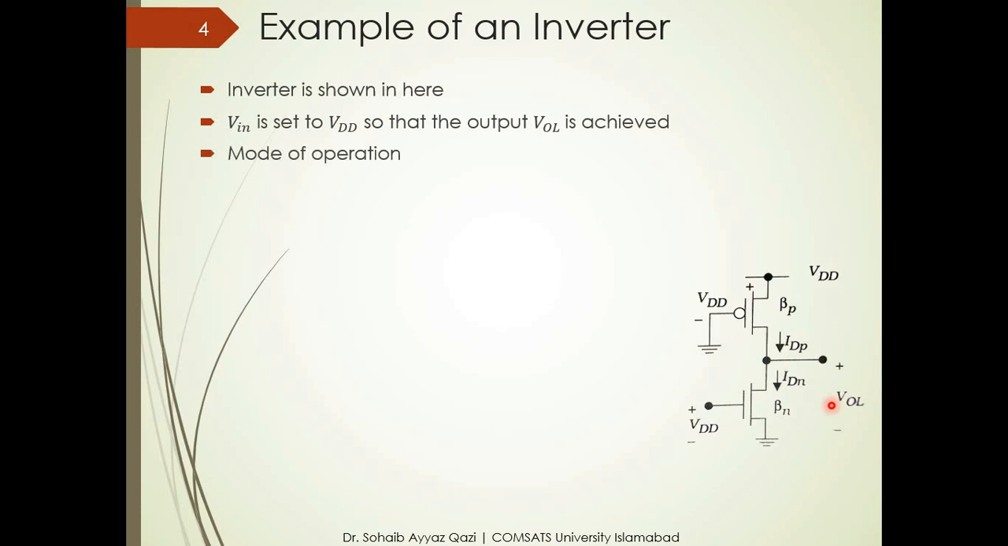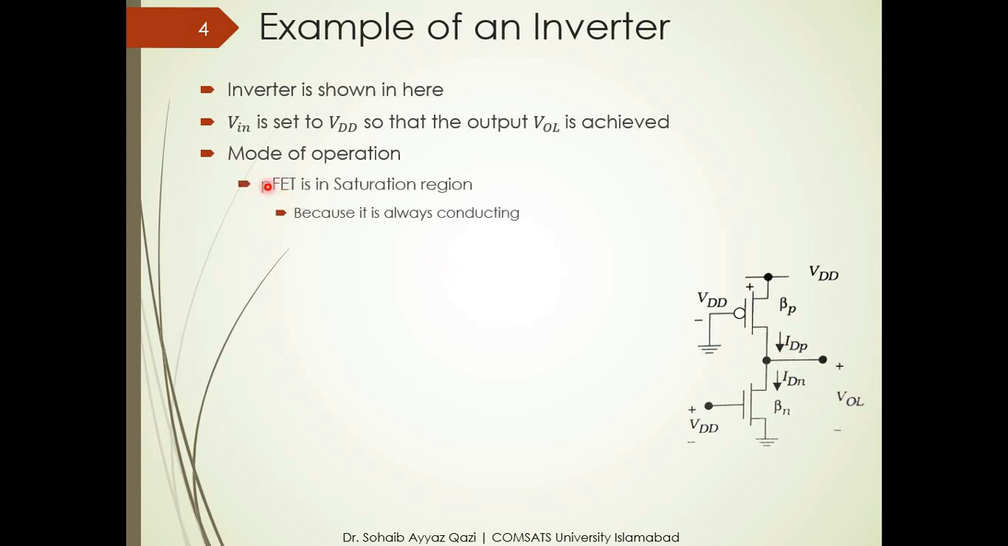And for the mode of operation, we have to observe what will be the mode of operation of both MOSFETs. Why is it necessary to understand the mode of operation? Because we know that with a different mode of operation, we have different equations for the current flowing through these transistors. For the non-saturation region, we have a different equation. We have a different equation for our saturation region as well. So it is necessary to observe what will be the mode of operation.